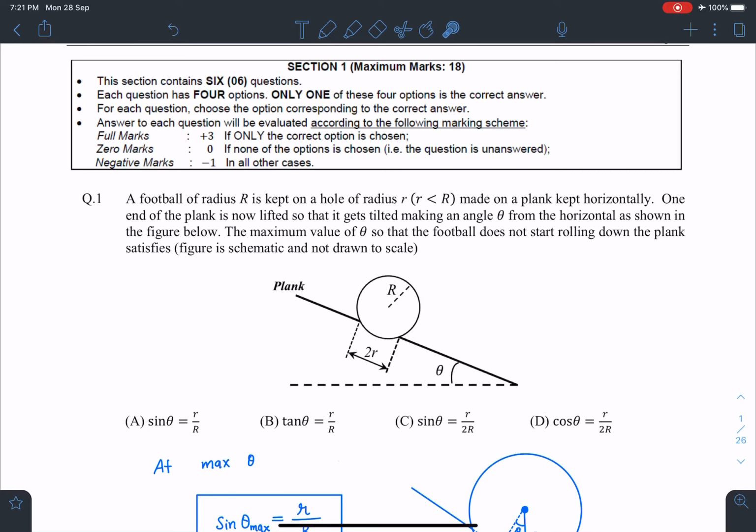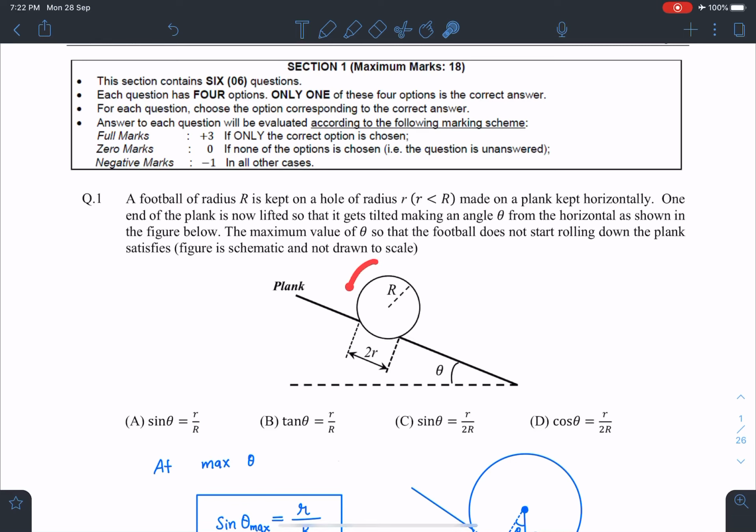So here is the first part of this paper. ये क्वेश्चन नंबर 1 है यार, और इसकी मार्किंग स्कीम जो है +3 -1 है. So question number 1: a football of radius r is kept on a hole of radius r less than capital R made on a plank kept horizontally. One end of the plank is now lifted so that it gets tilted, making an angle of theta from the horizontal as shown in the figure. The maximum value of theta so that the football does not start rolling down the plank satisfies. And so idhar ye diagram is given.